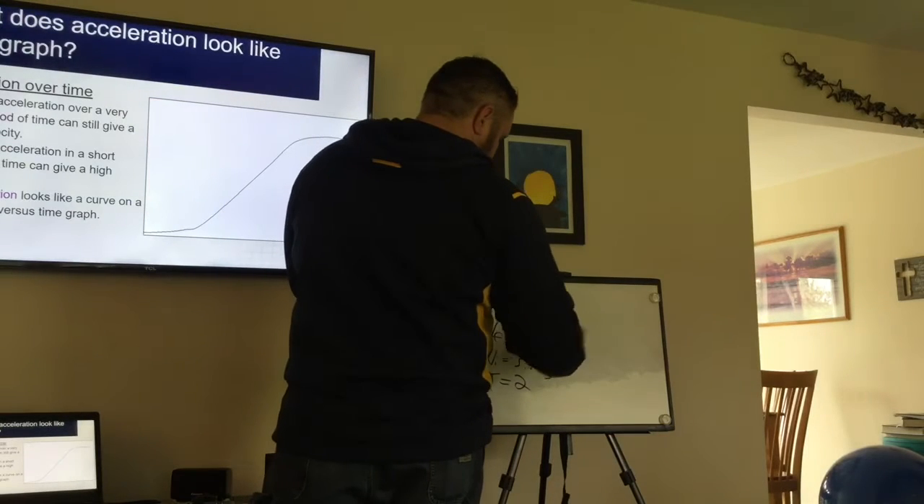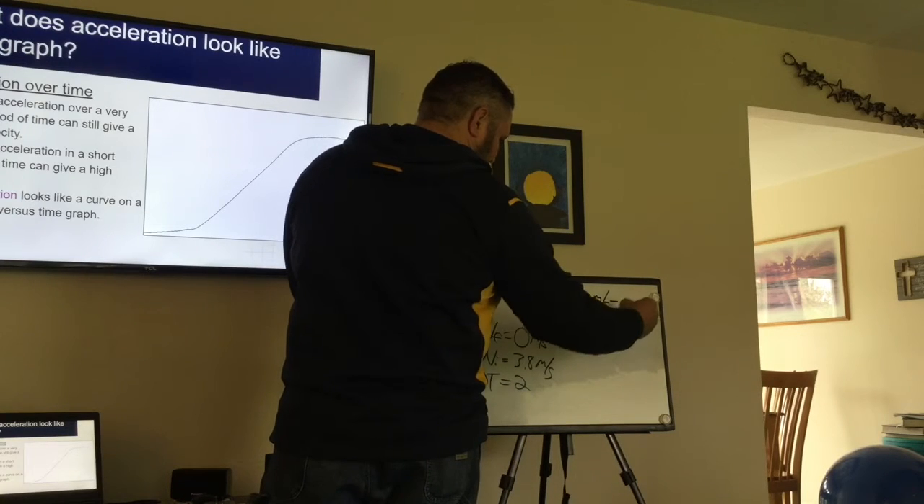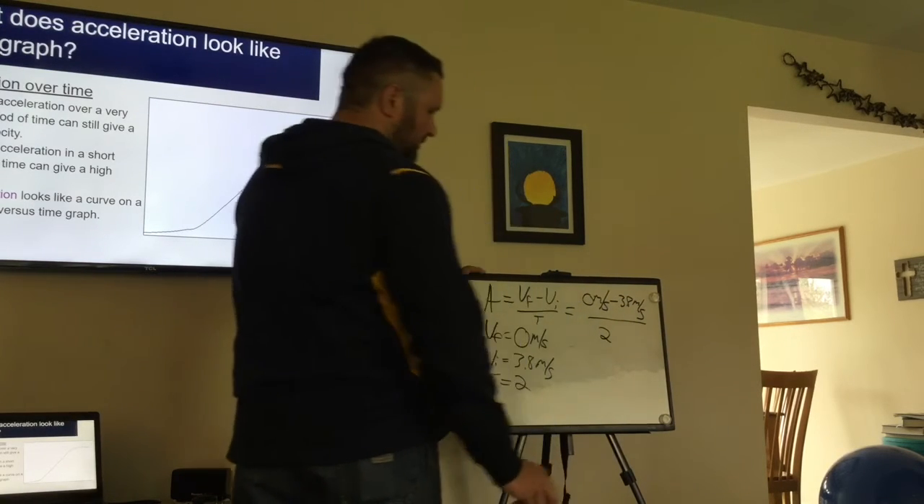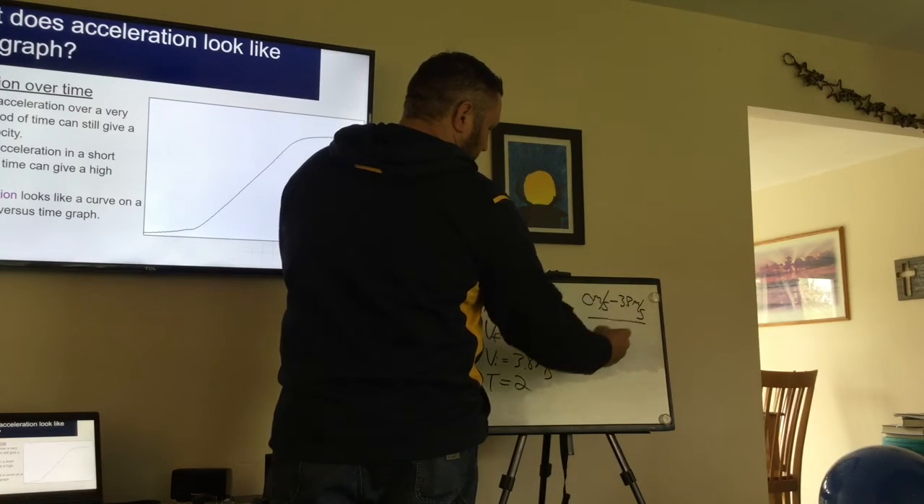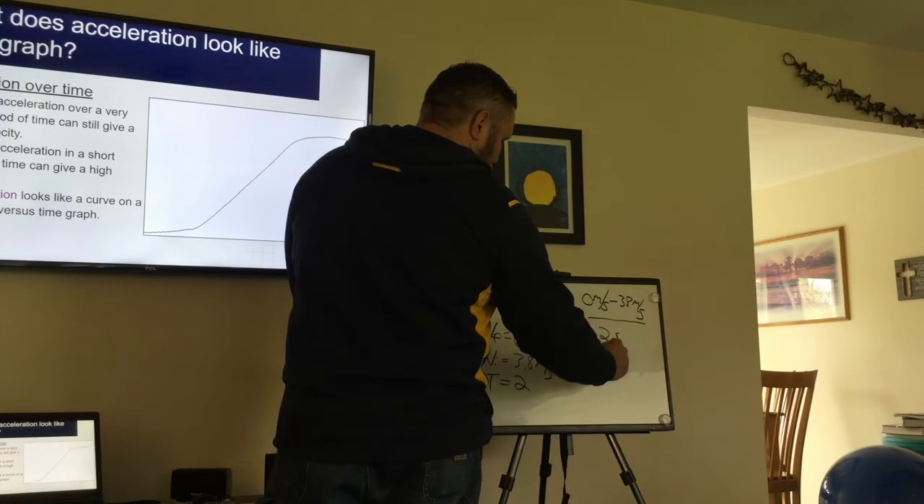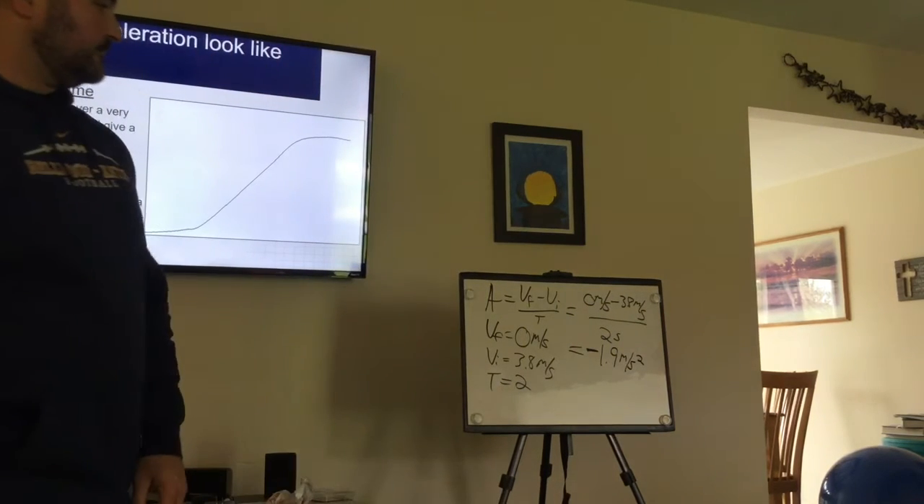So we plug this in. VF is 0 meters per second minus VI, which was 3.8 meters per second, divided by 2 seconds. So negative 3.8 divided by 2, his acceleration in this case is negative because he's slowing down, negative 1.9 meters per second squared. It means the same as per second per second.